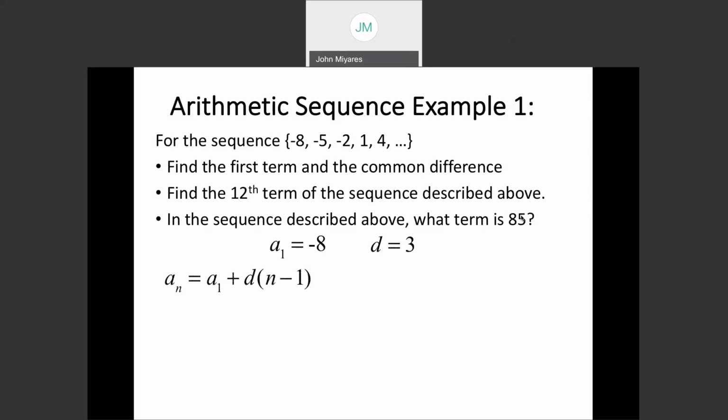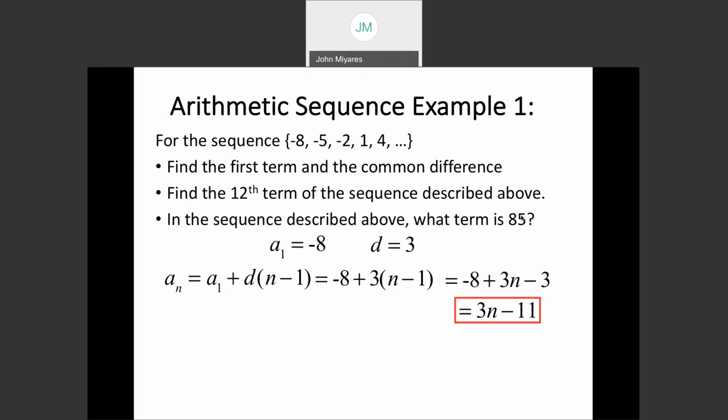If we look at the formula for an arithmetic sequence, where a sub n equals a sub 1 plus d times the quantity n minus 1, we can plug in what we see here and get that a sub 1 is -8, d is 3 in this expression, and simplify the result. Distributing the 3, we get -8 plus 3n minus 3, which simplifies to 3n minus 11. This is our simplified explicit formula for this arithmetic sequence.